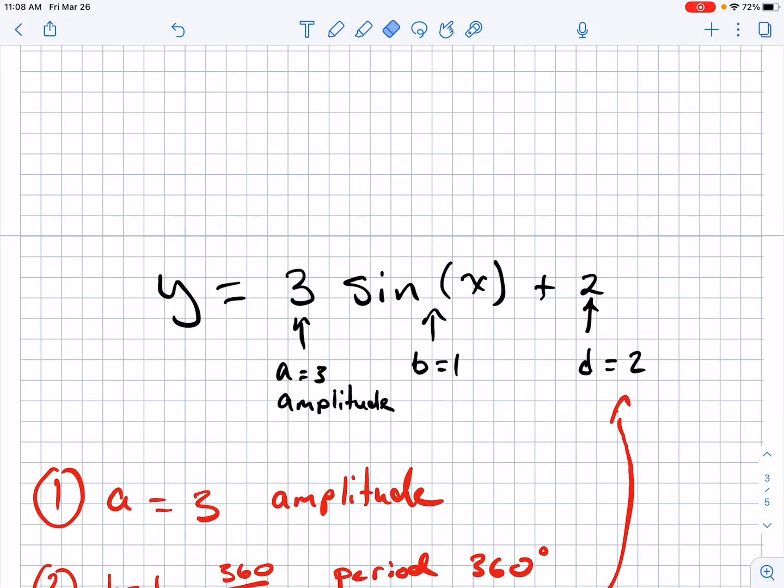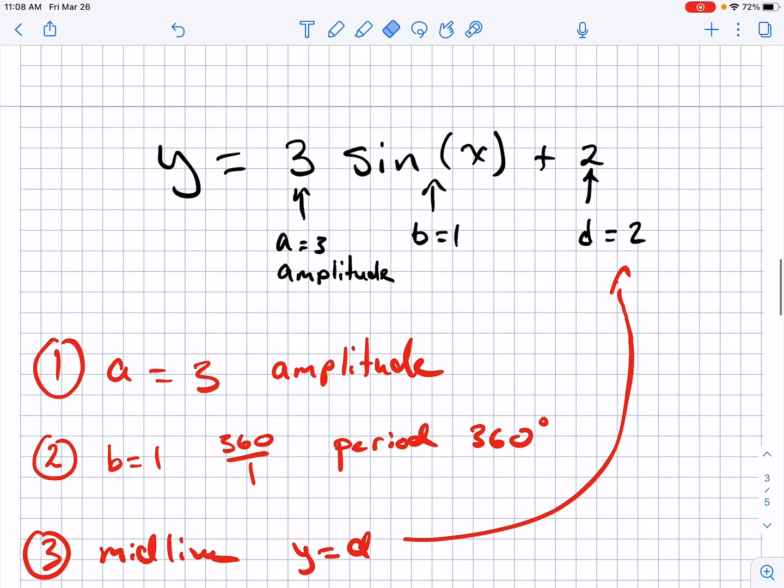Let's graph y equals 3 sine x plus 2. The number in front, the a value, is 3, so our amplitude is going to go 3 above the midline and 3 below the midline. There's step 1 of the 6 steps.